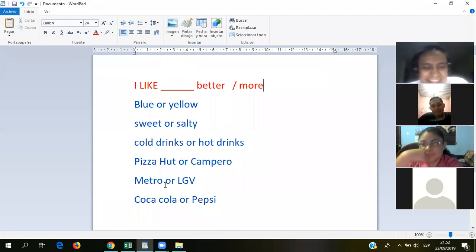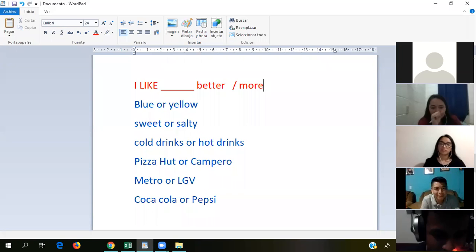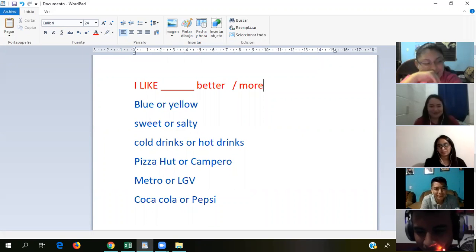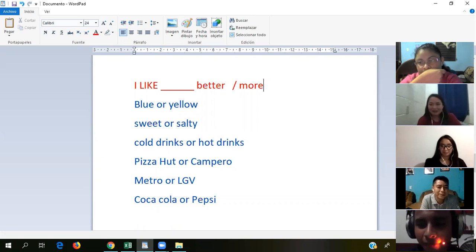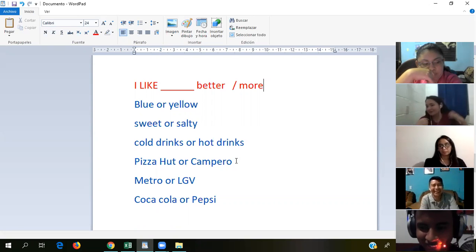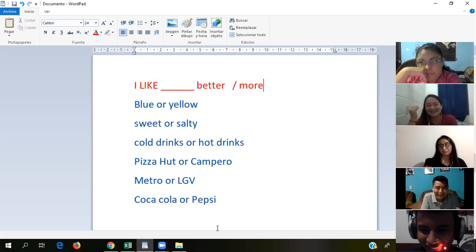Okay, so Metro Centro or La Gran Vía, what do you like more? I like La Gran Vía. Honestly, I like Metro Centro better. Why? Marcela, why? I like Metro Centro better. To be honest, Metro Centro is cheaper, exactly. What I like about La Gran Vía, more stuff. More stuff.